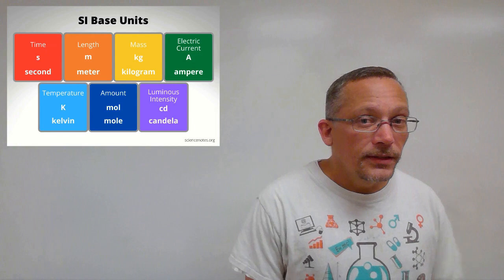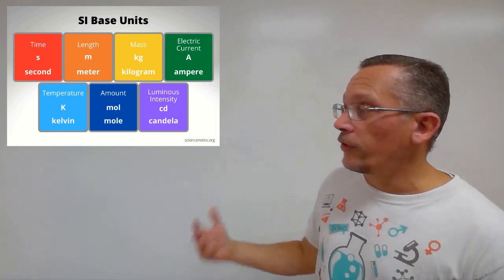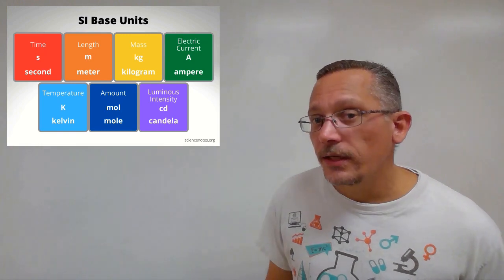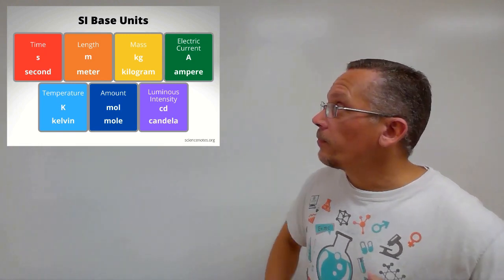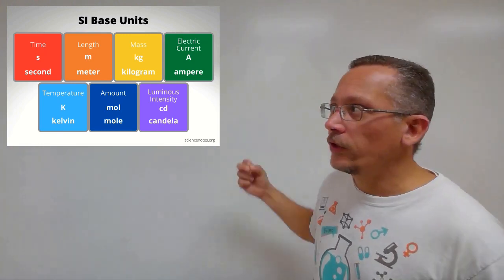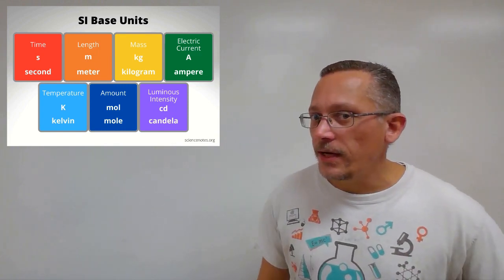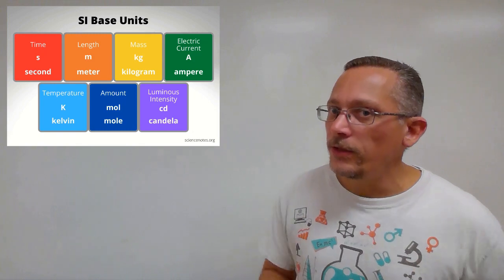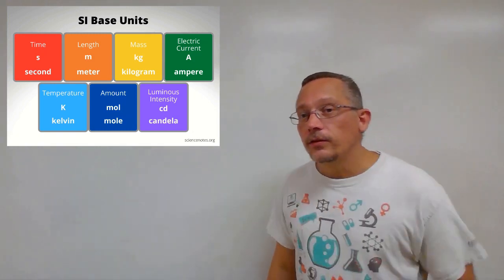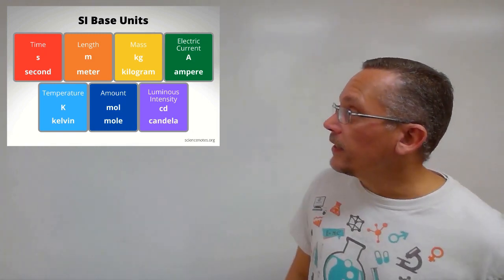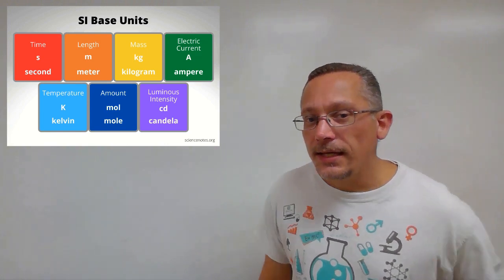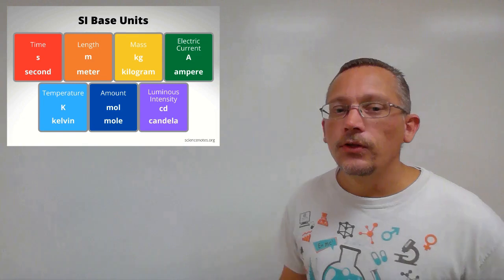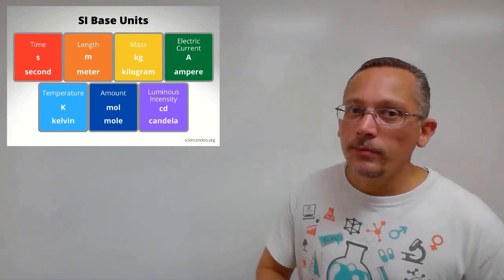The mass is measured in kilograms. You might have been used to using grams in chemistry, but the base unit is the kilogram. It's weird because it has a prefix on it. It's 1,000 grams, but the kilogram is the base unit. Electrical current is measured in the ampere, which is a capital A. Temperature, the base unit, is measured in the kelvin, which is a capital K. You probably remember that from chemistry.